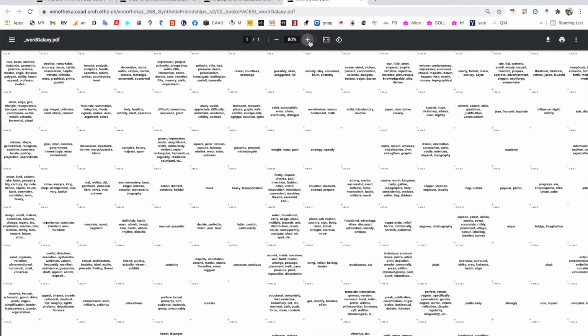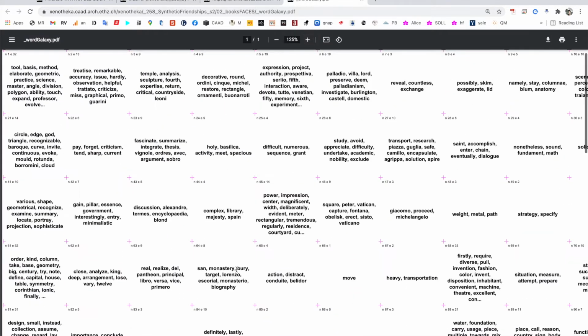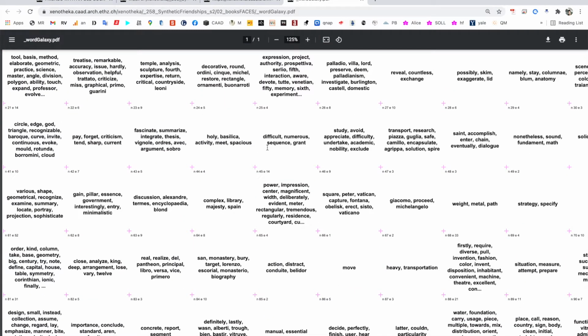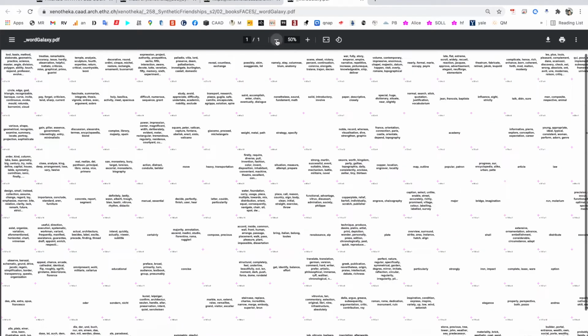But let's try to look at the concepts a little bit. To get an idea of what's going on, we have to look at these words and then make stories about what these words are about. And I would suggest that each one of you spends 10-20 minutes just looking at the words and trying to think, for instance, what is this galaxy about?